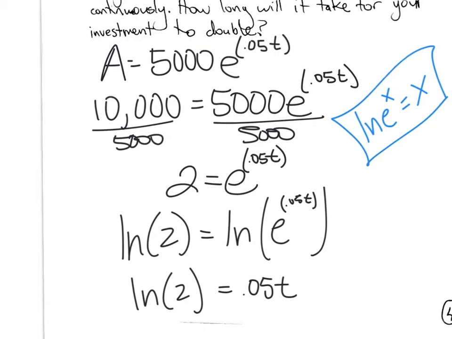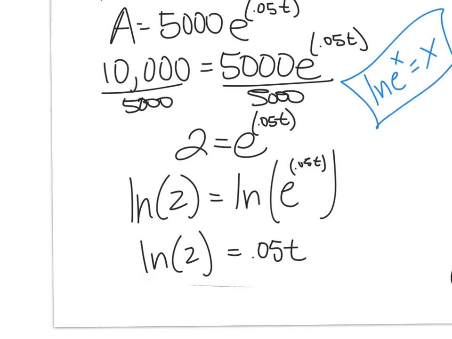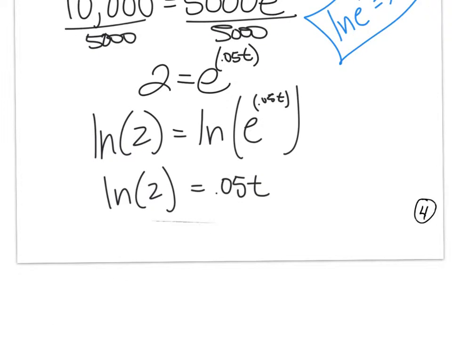So let's use the calculator and figure out what natural log of 2 is. ln 2 says 0.693147, and we're going to divide that by 0.05. So it looks like t equals 13.86 years.